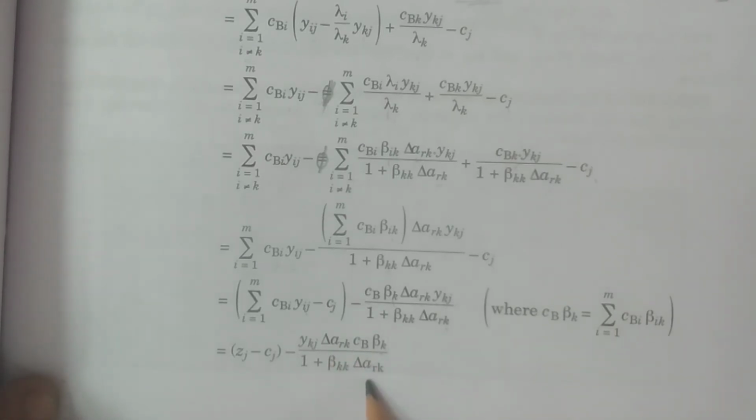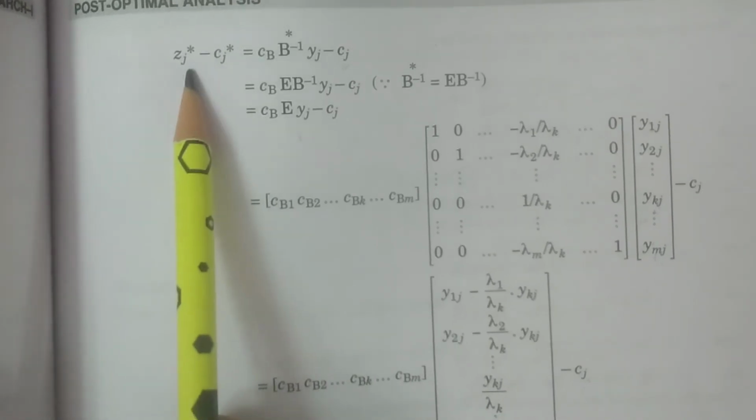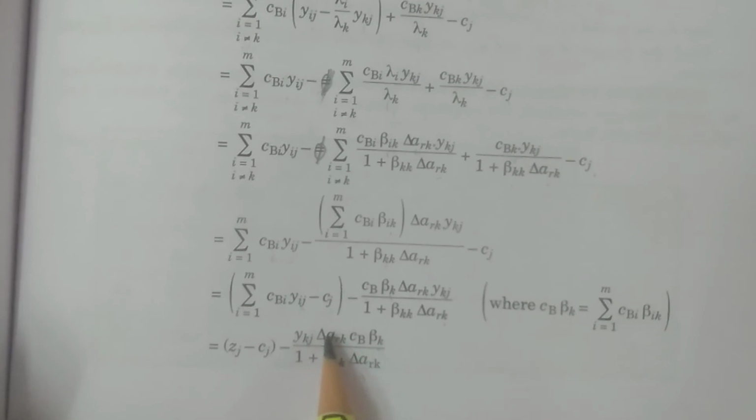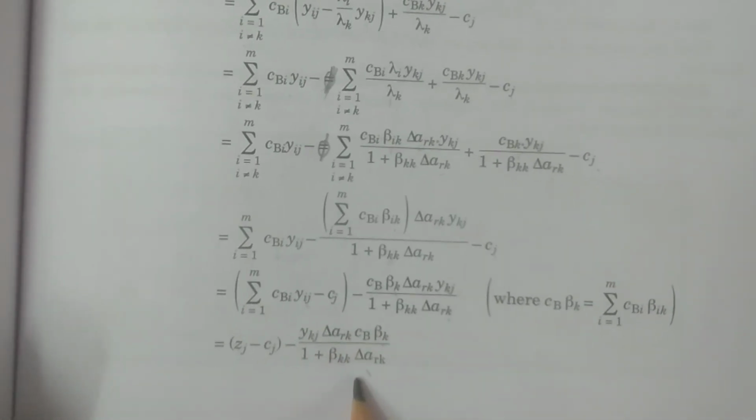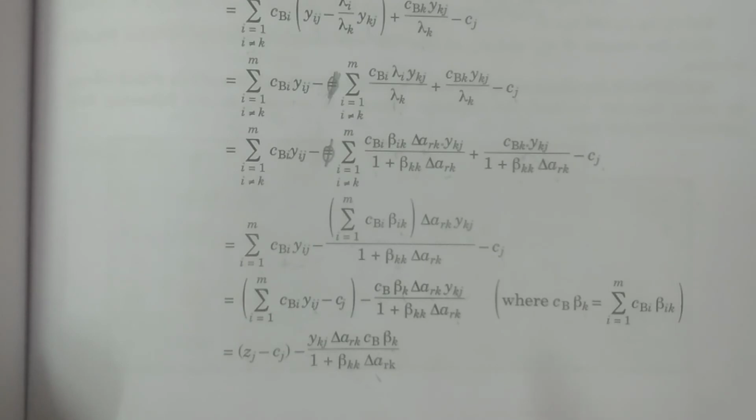What is this? This is Zj star minus Cj star. You see, you refer here. This is Zj star minus Cj star. The value is this. Now you have to apply the optimality condition. To maintain the optimality condition, it is required that Zj star minus Cj star should also be maintained greater than or equal to 0.